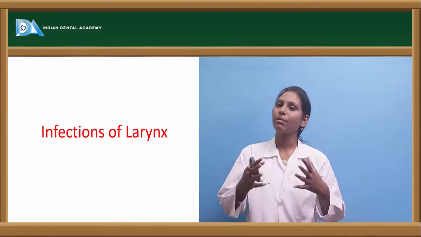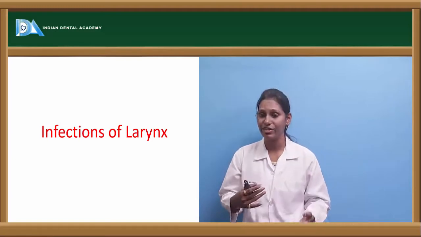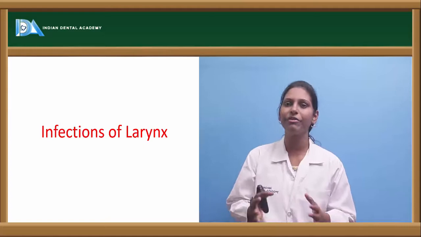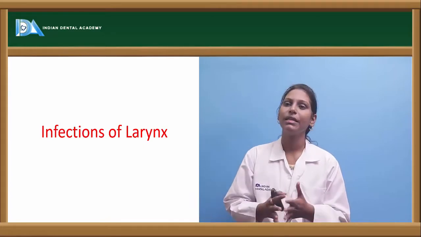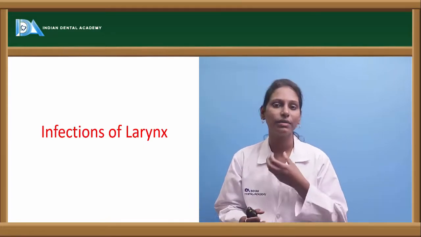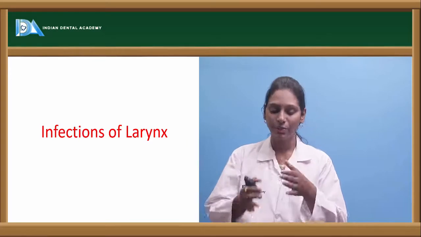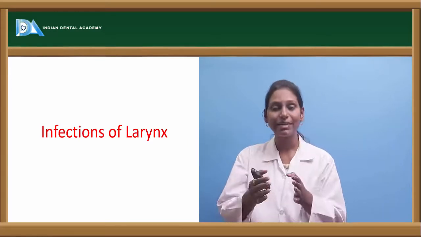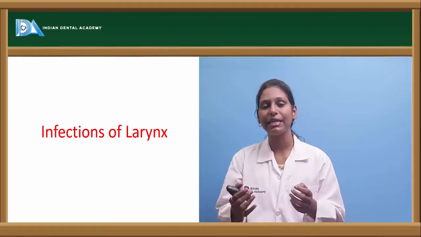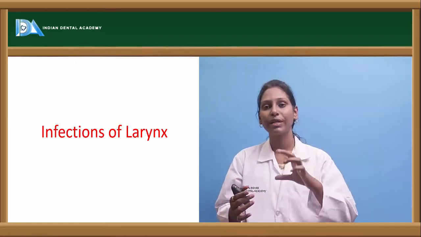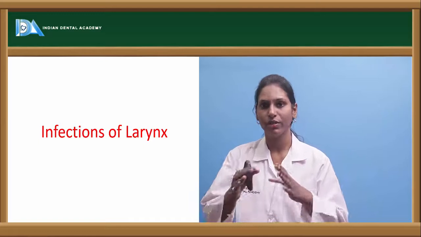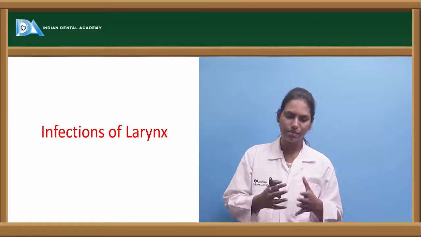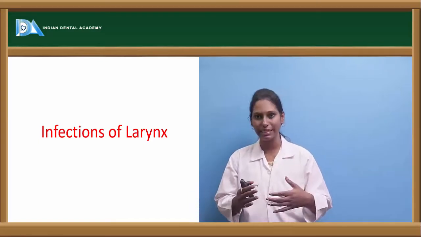Before going into the various infections and tumors of larynx, let me briefly explain about it. Normally larynx is located in the anterior neck region, in the region where your pharynx bifurcates into esophagus and trachea. It is located at that junction, and it normally connects pharynx to trachea.